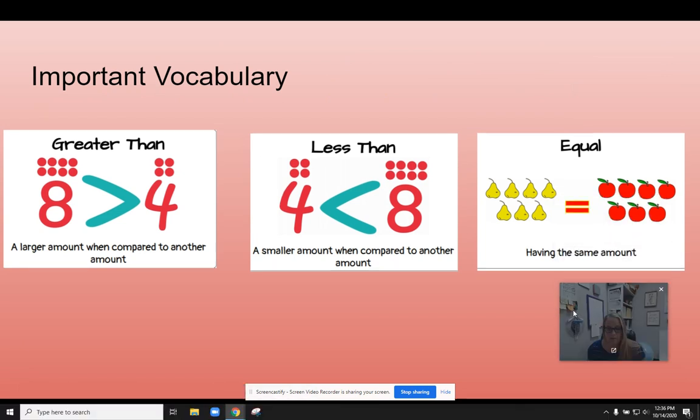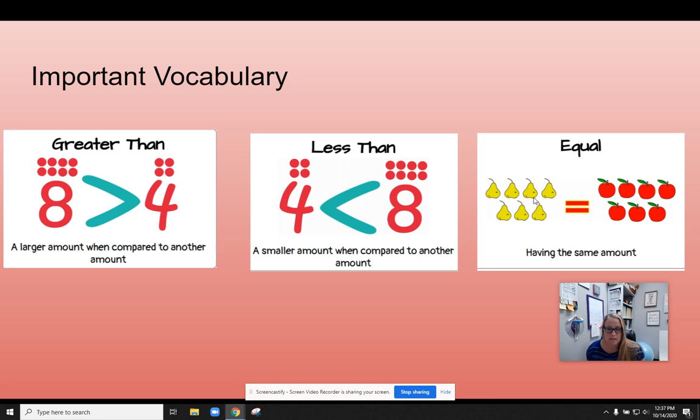Here is the vocabulary we are going to look at today. We have three important terms that we're going to talk about. The first one is greater than. If something is greater than, it means that there is a larger amount when compared to another amount. So in this example, 8 and 4, 8 is greater than 4. Less than means that it is a smaller amount when compared to another amount. So in the same example with 4 and 8, I would say that 4 is less than 8.